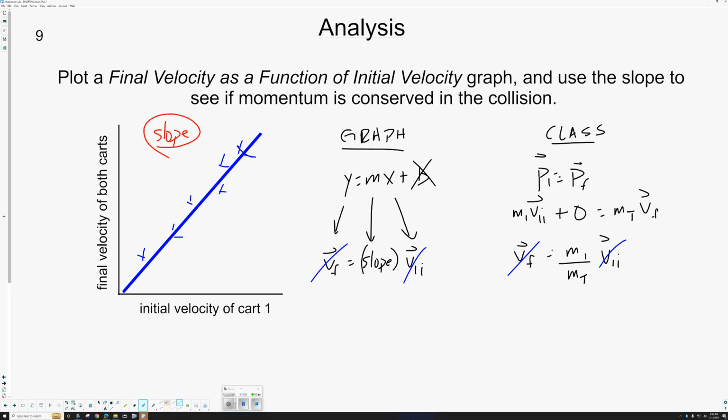Ronnie, what am I left with on the left side? Slope. What am I left with on the right side, Ryan? And 1 over mass total, right? So we're going to say slope is equal to mass 1 over mass total.